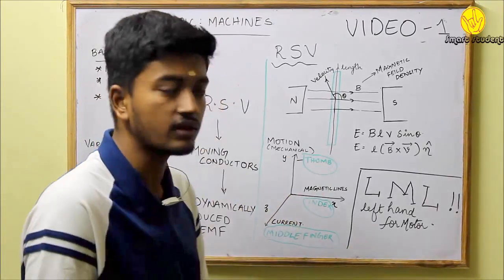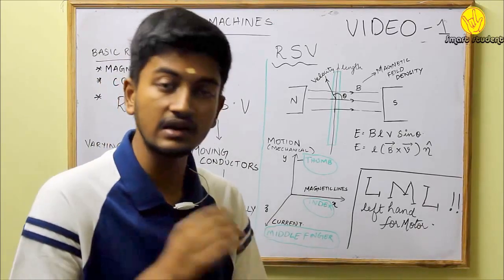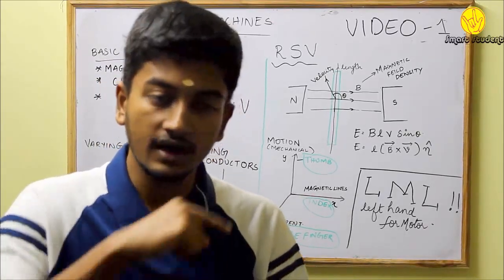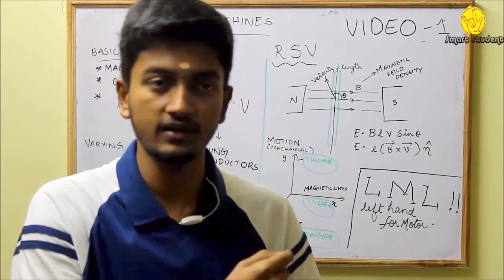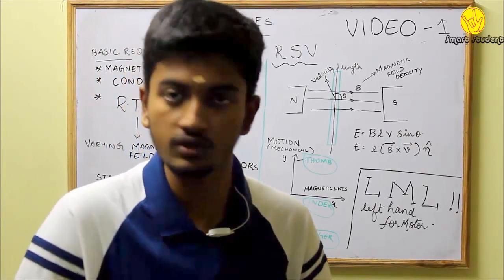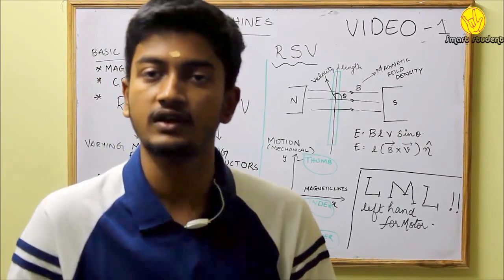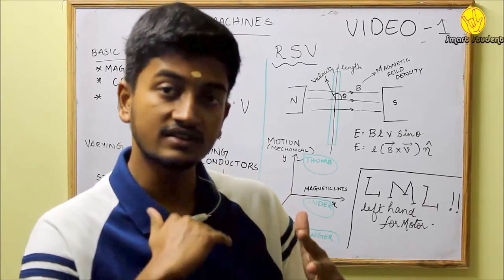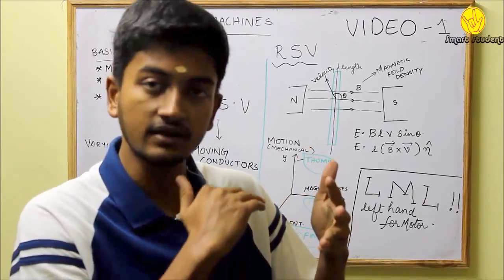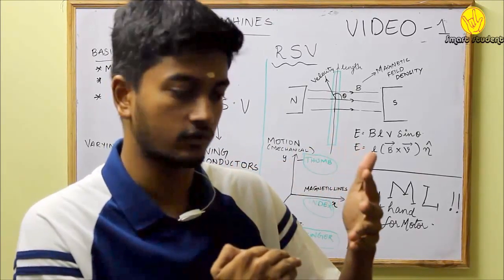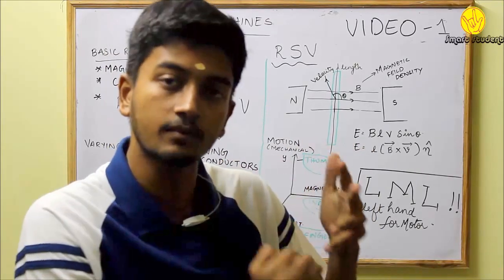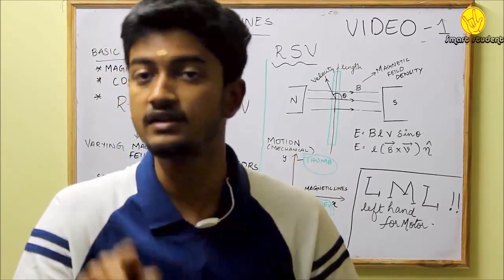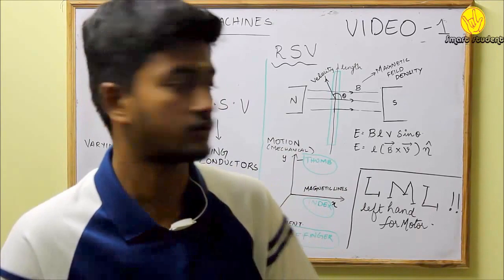As I have already said, in relative space variation, my conductors will be varying with space. That means my conductors will be in motion, and the EMF induced in the conductors depends upon flux cutting action, because my conductors will be moving and my magnetic field is constant. My conductors will cut my magnetic field. As a result, EMF will be induced in my conductors.